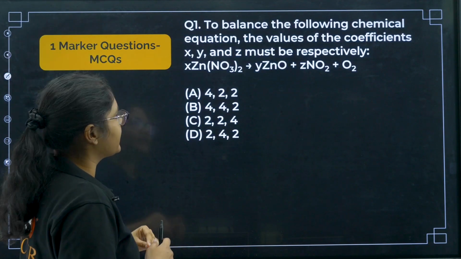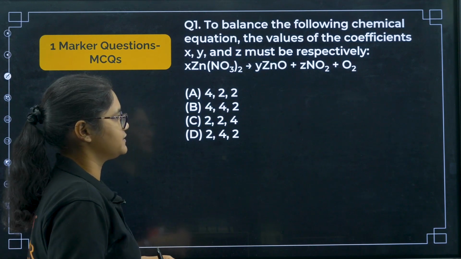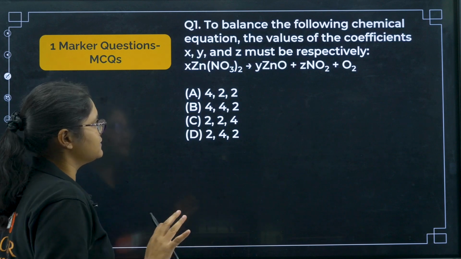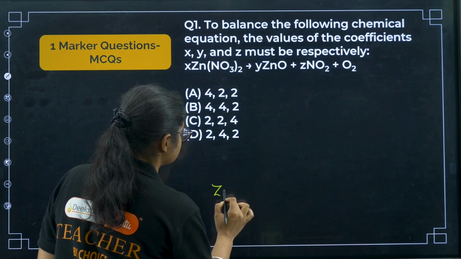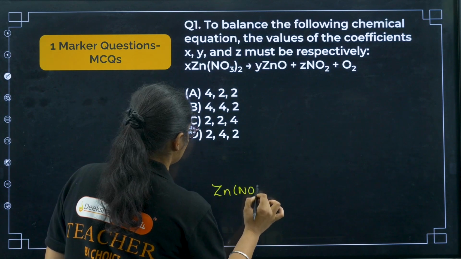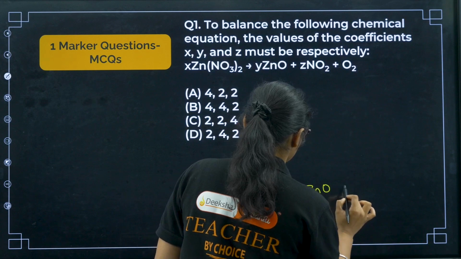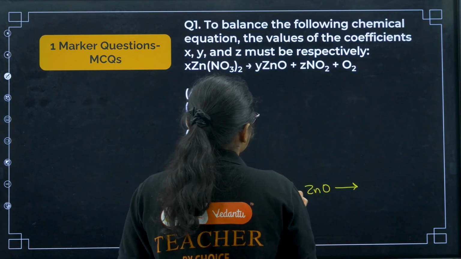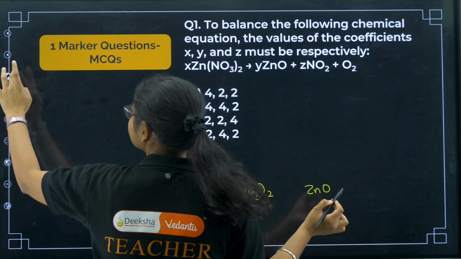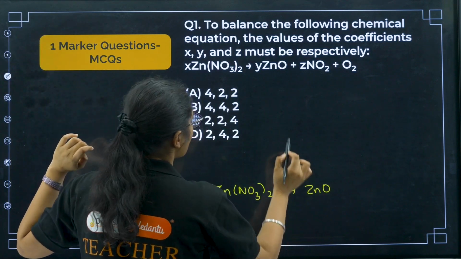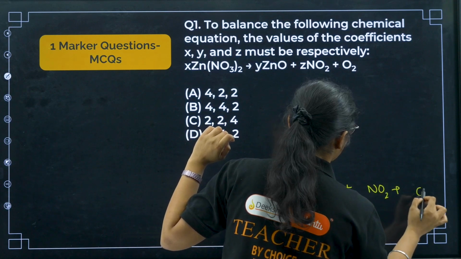To balance the following chemical equation, the values of the coefficients x, y and z must be respectively. This is from balancing of reactions, very easily we can do it. Let's try to balance the reaction. So I have Zn nitrate, then zinc oxide, plus NO2, plus O2.